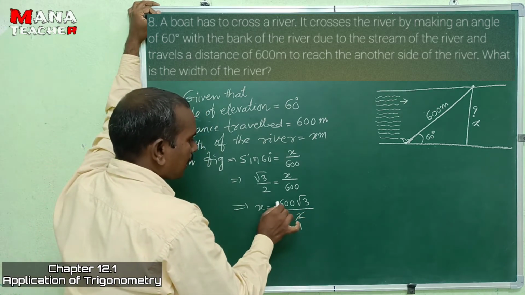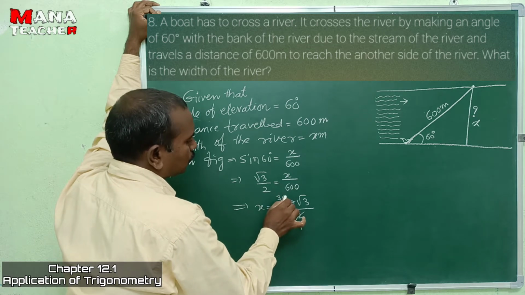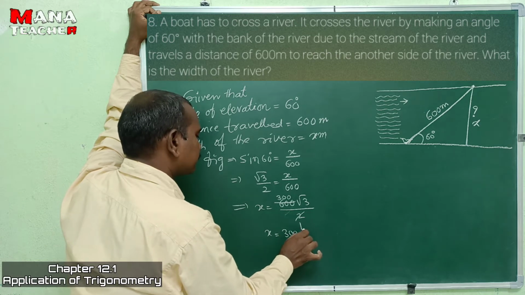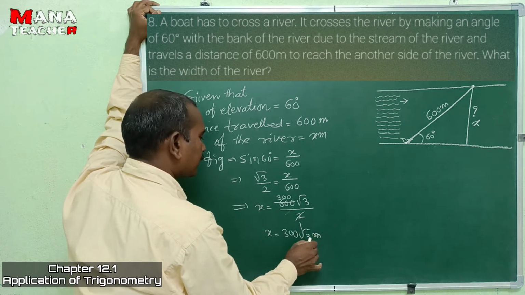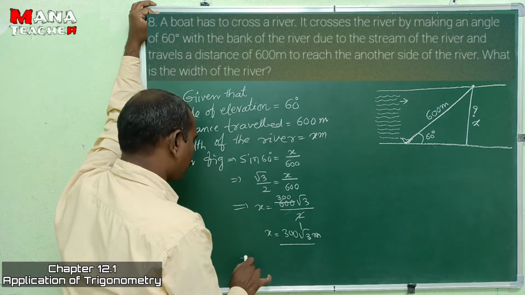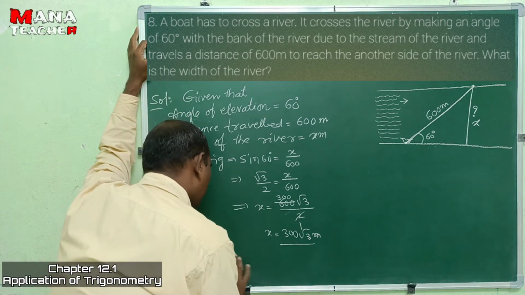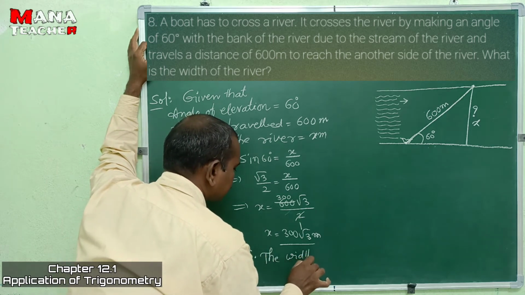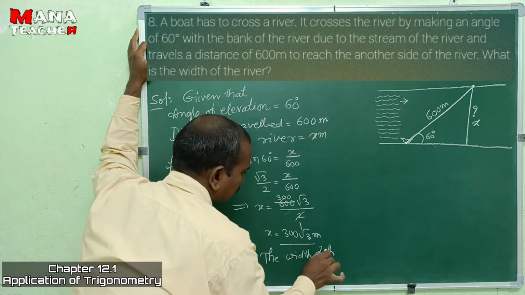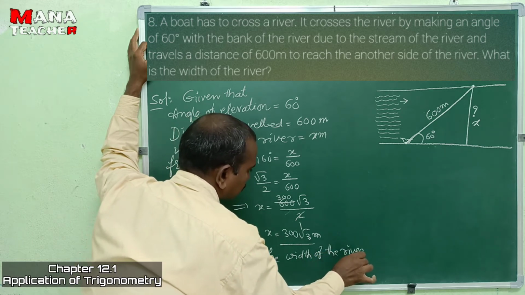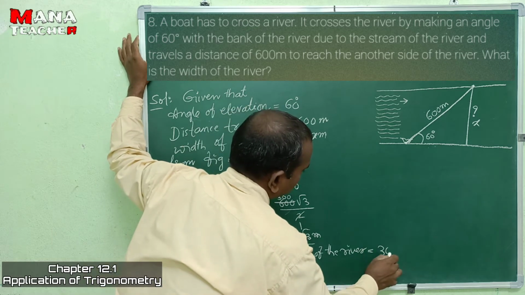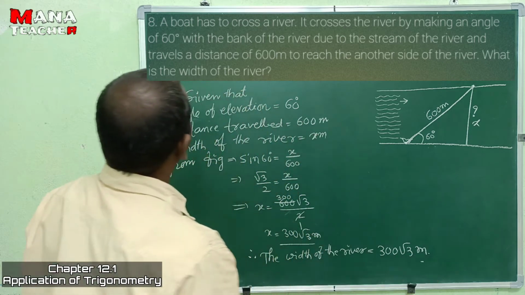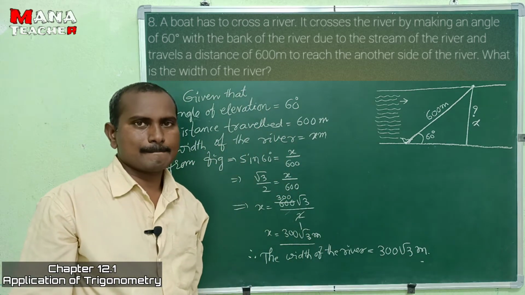Now 2 ones are 2, 2 threes are 6, so x equals 300 root 3 meters. So therefore the width of the river equals 300 root 3 meters. So this is the eighth solution. Okay.